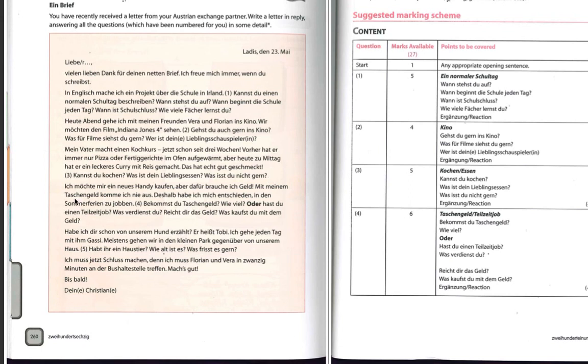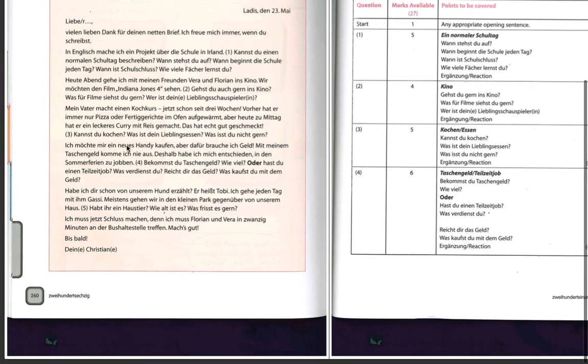Okay. The next one here is just revision, talking about a neues Handy, a phone. So: Bekommst du Taschengeld? The verb is bekommen, so you take off the en. Ich, you always put on an e: Ich bekomme Taschengeld. Wie viel? Ich bekomme 10 Euro pro Woche, P-R-O W-O-C-H-E. Hast du einen Teilzeitjob? Nein. Verdienst du? Ich verdiene nicht.